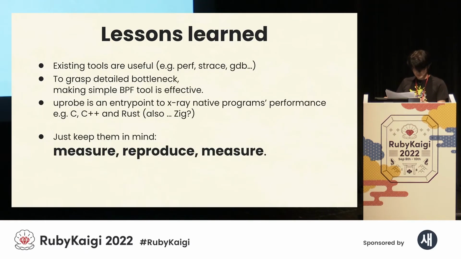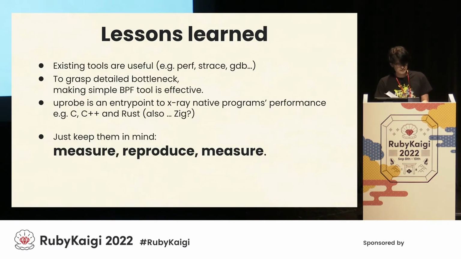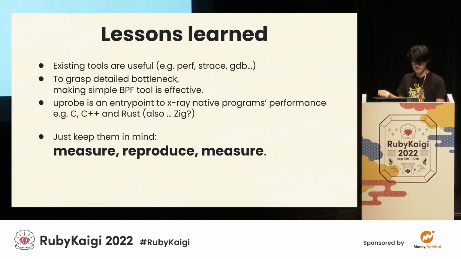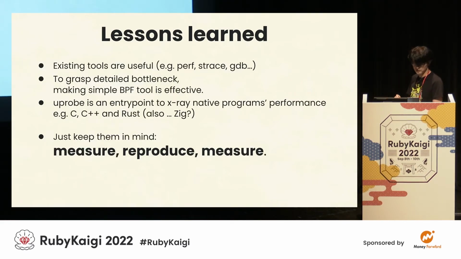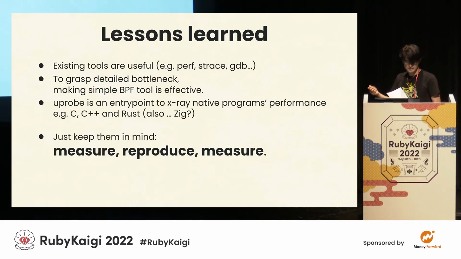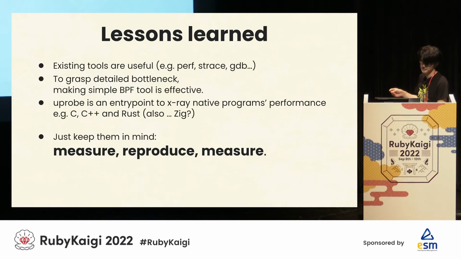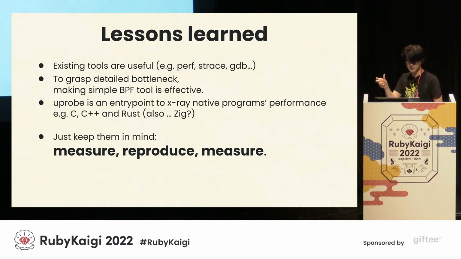So lessons learned: first, existing tools are very useful, for example, perf. But to grasp detailed bottlenecks, making a simple BPF tool is effective. Uprobe is an entry point to X-ray native programs' performance, such as C, C++, and also Rust, maybe Zig. The most important point is just to keep them in mind: measure, reproduce, and measure.